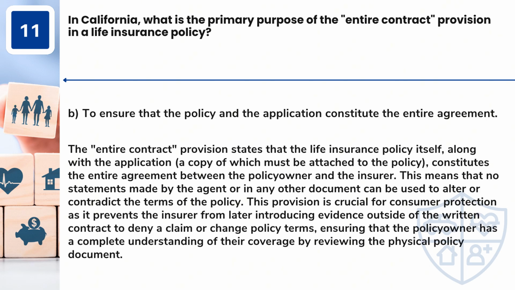Answer: B. To ensure that the policy and the application constitute the entire agreement. The entire contract provision states that the life insurance policy itself, along with the application, a copy of which must be attached to the policy, constitutes the entire agreement between the policy owner and the insurer. This means that no statements made by the agent or in any other document can be used to alter or contradict the terms of the policy.